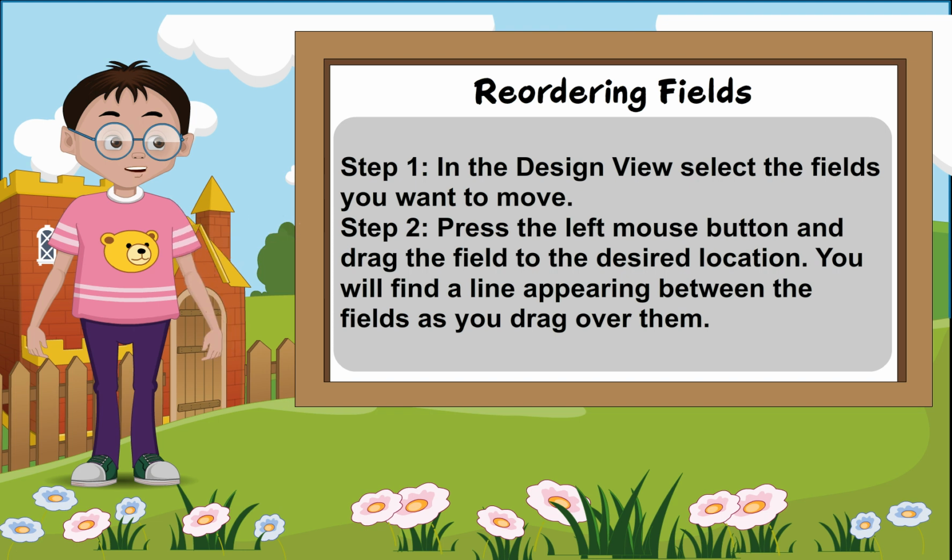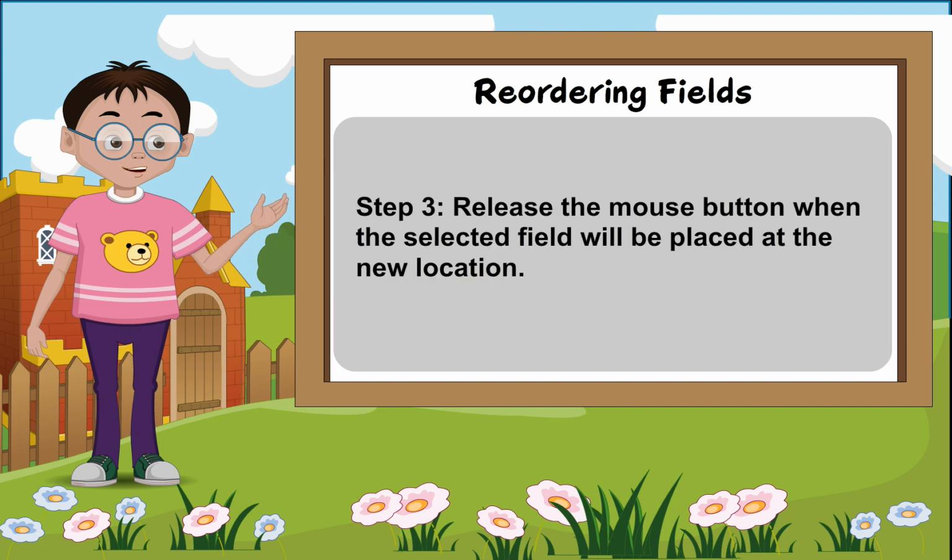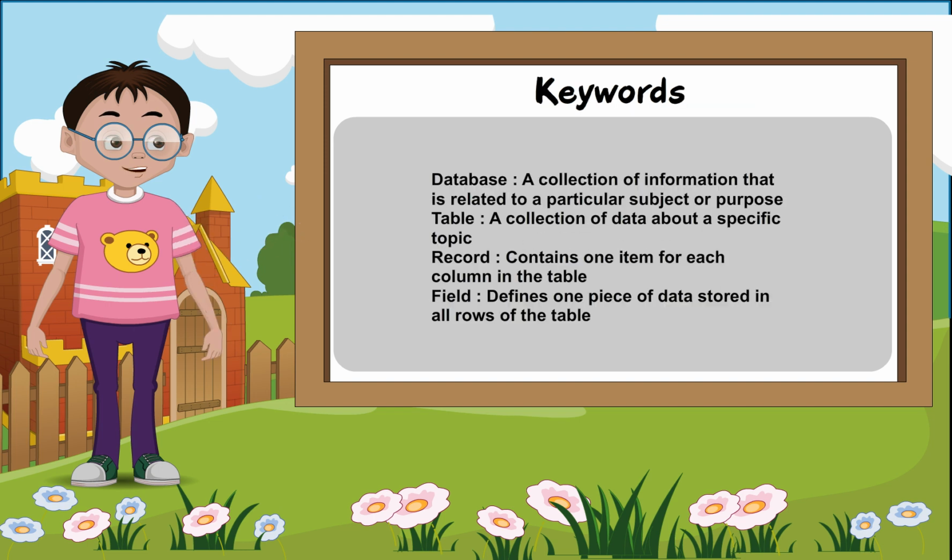Step 1. In the design view, select the fields you want to move. Step 2. Press the left mouse button and drag the field to the desired location. You will find a line appearing between the fields as you drag over them. Step 3. Release the mouse button when the selected field will be placed at the new location.